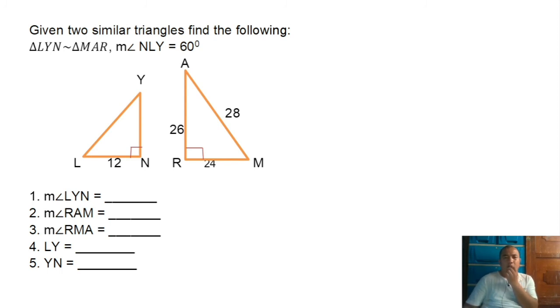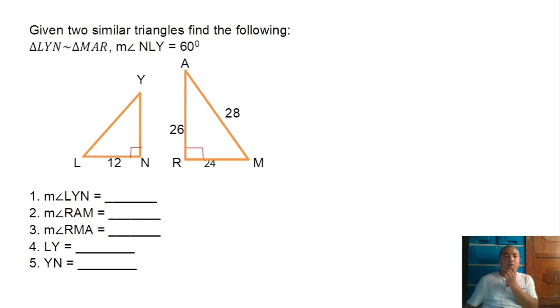Triangle LYN is similar to triangle MAR. So, parang nag-opposite sila, so you can flip triangle RAM, or you can flip to the right side triangle LYN para hindi ka malito also, no? So given LN 12, RM 24, AR 26, AM is 28. So 12 over 24 is 1/2. So I think the ratio is 1/2 here.